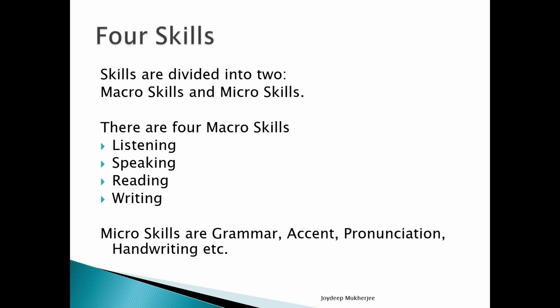Skills are divided into 2, macro skills and micro skills. The word macro talks about big, large, and micro talks about small, little. So macro skills and micro skills. Macro skills are divided into 4. The first one is listening, second speaking, third reading, and fourth writing. So writing is at the top.